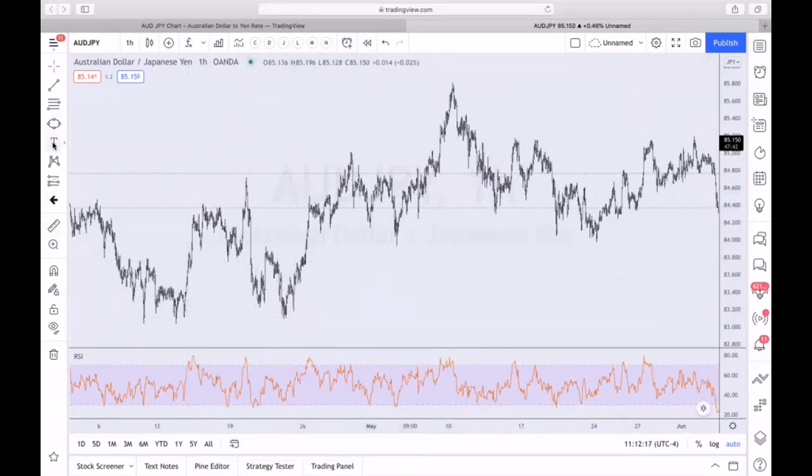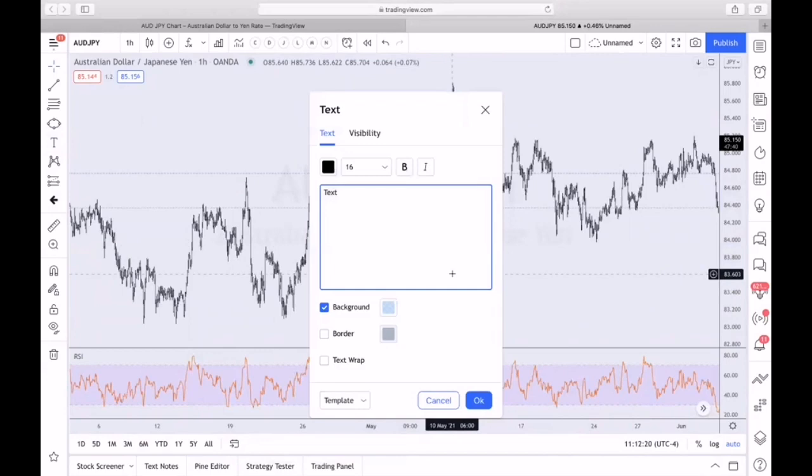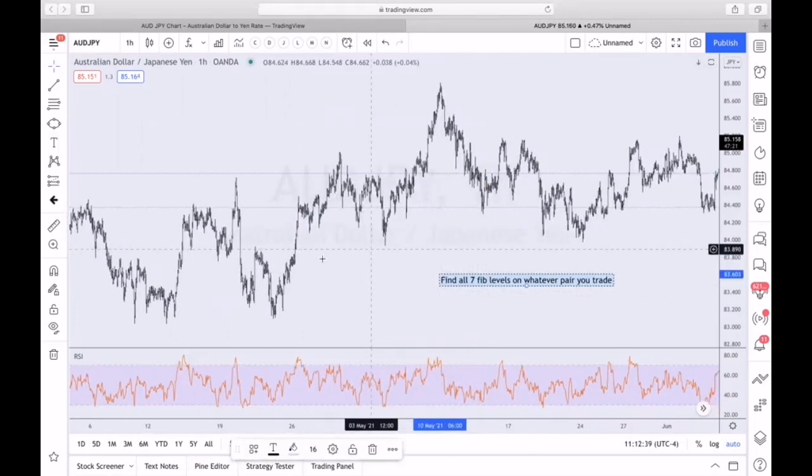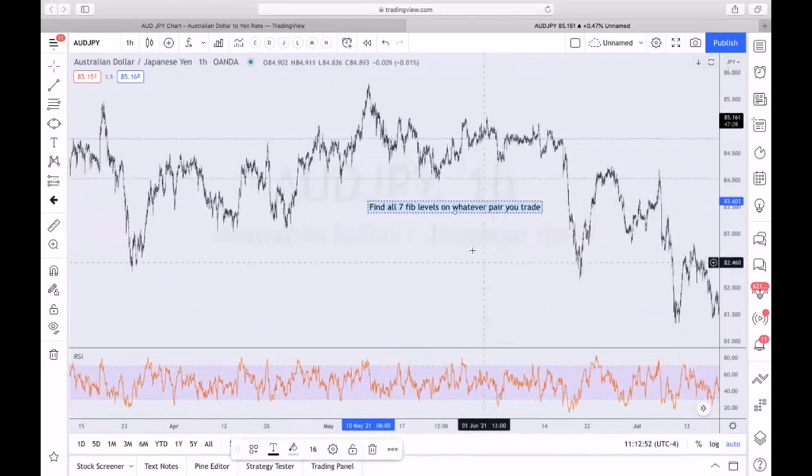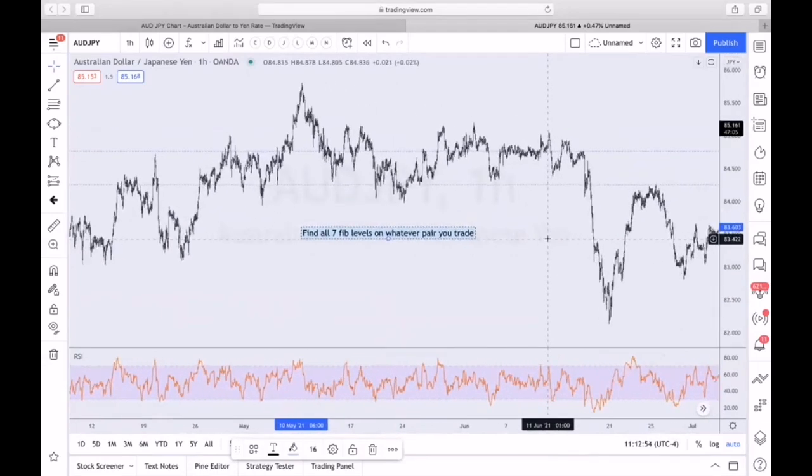Now, what I want you guys to do for your assignment is I want you to literally find all 7 fib levels on whatever pair you trade, okay? So we literally just looked at 50%, we looked at a 23.6, we looked at a 100%. We saw that small structure 88.6. We can really go through and let's actually try to find some more.